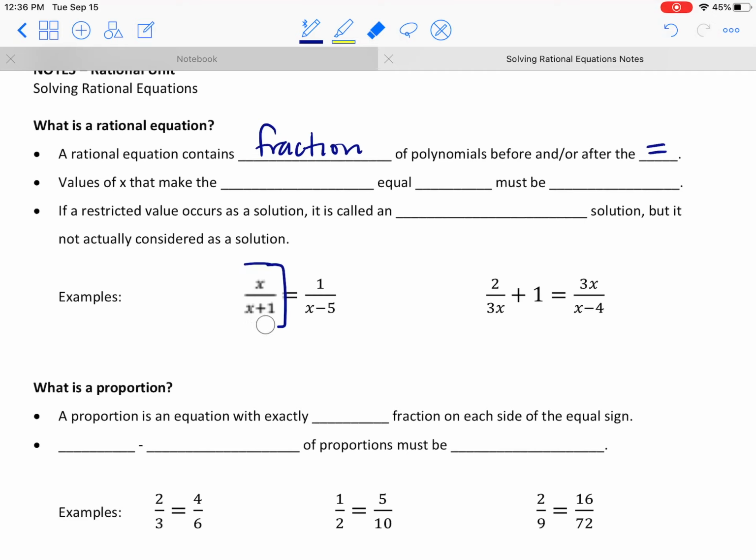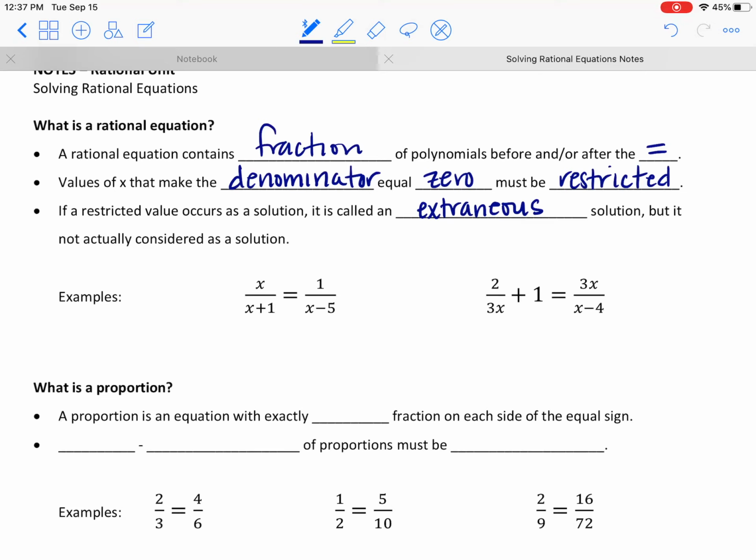So values of x that make the denominator equal 0 must be restricted. They have to be restricted as possible solutions in the same way they would have been restricted from the domain. Now if a restricted value occurs as a solution, we are going to call it an extraneous solution. And even though it's called an extraneous solution, it is not actually considered a solution because it would make our equation undefined. I'll show you what happens. Sometimes that means you won't have any solutions at all. Sometimes you end up with multiple solutions. One's extraneous, but then one is still going to be valid, and we'll see these things occur.